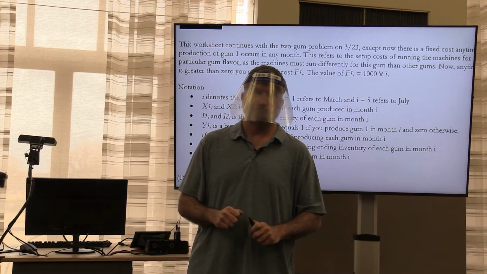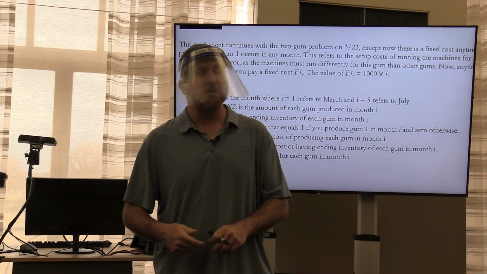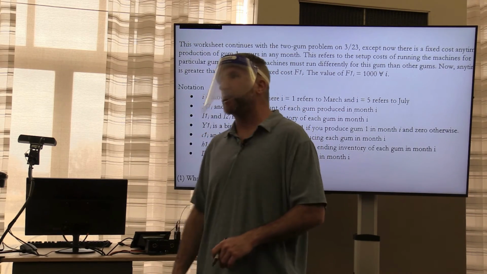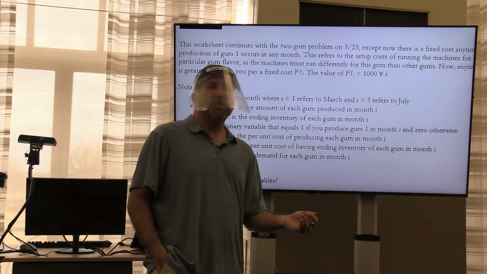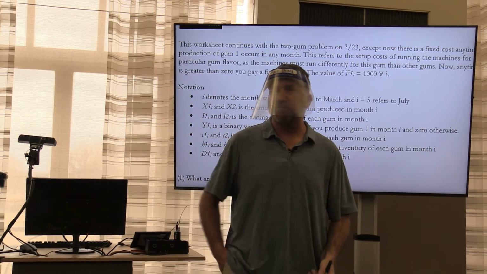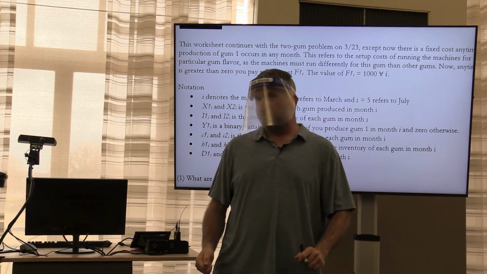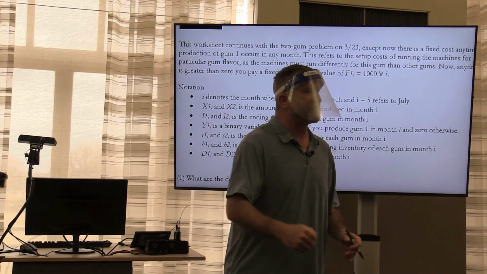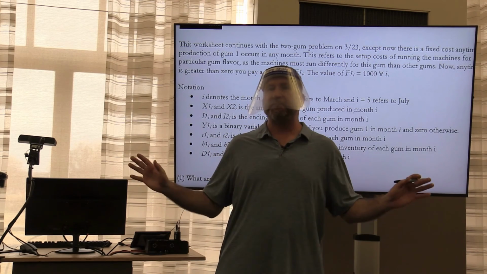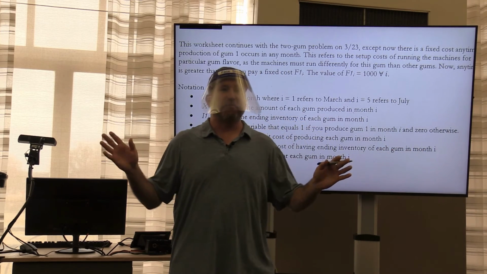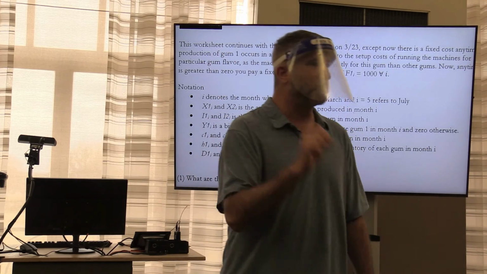And so for that reason, anytime we produce gum 1 in March, we pay a fixed cost of $1,000. Anytime we produce it in April, fixed cost of $1,000. And it doesn't matter how much we produce. If we produce 1 unit of gum 1 in May, we pay a fixed cost of $1,000 in addition to all those other costs, even if we only produce 1 unit. If we produce only gum 1 throughout that whole month, we still pay that fixed cost of $1,000. This is paying the nerdy engineers to come in and calibrate the machines. It takes maybe 30 minutes to do it, and then we produce however much we want with it. So now we've got a fixed cost in there. It only applies to gum 1 here.